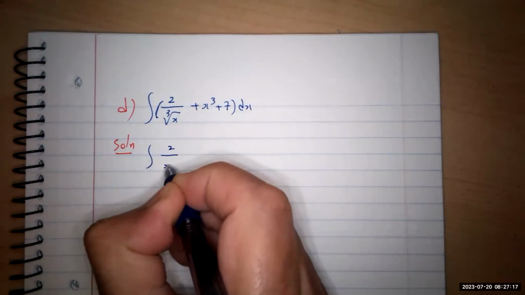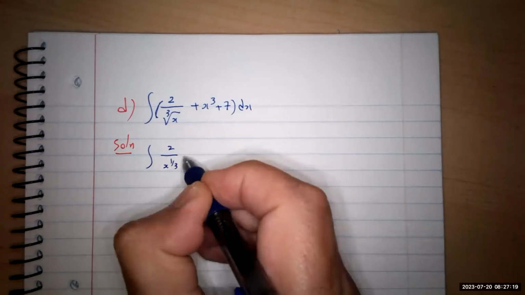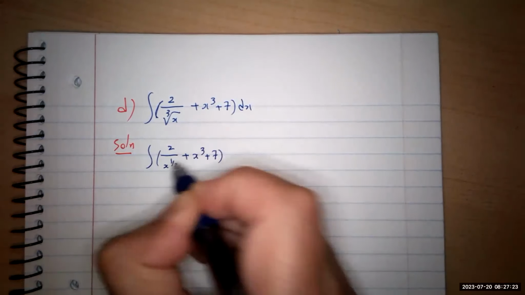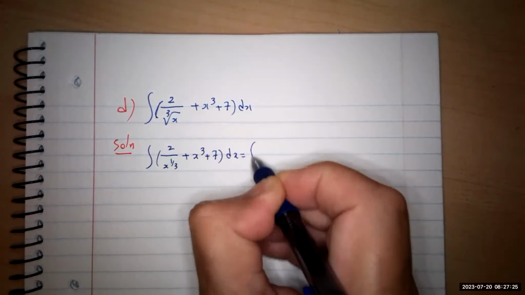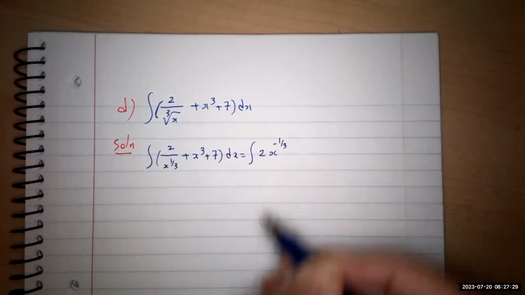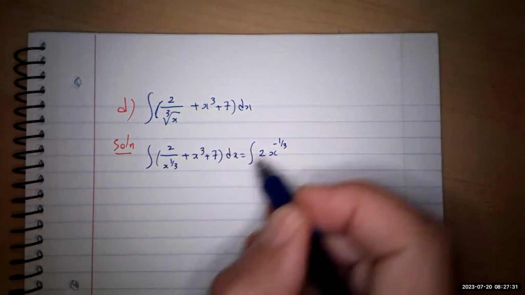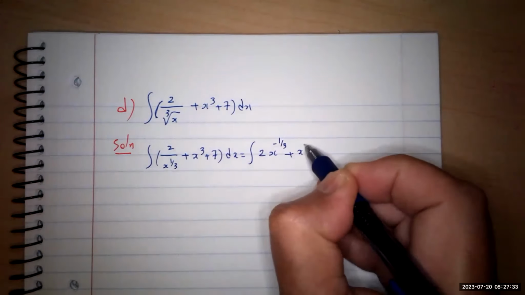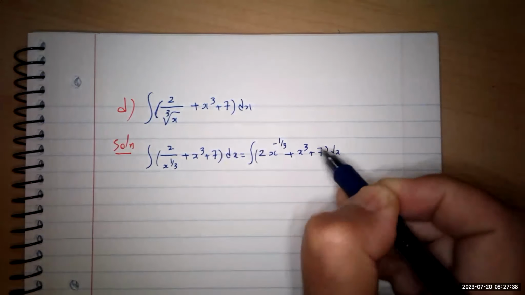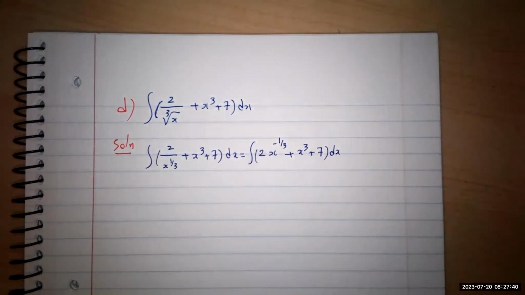But you can do it right away. It's x to the 1/3 plus x cubed plus 7 dx. Now move it up. That gives 2x to the negative 1/3, plus x cubed plus 7 dx. So if you do it right away, make sure it's a negative 1/3. Then the rest is easy.